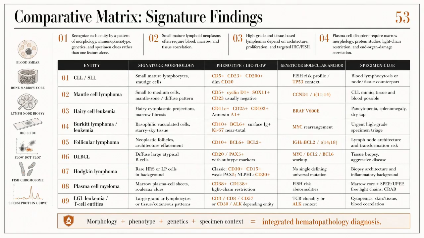For histotechnologists, this matrix is more than a summary. It is a roadmap for specimen handling and diagnostic support. It reinforces the necessity of integrating multiple diagnostic modalities, morphology, immunophenotype, genetics, and specimen context to achieve accurate classification. Understanding these signature findings enables technologists to anticipate ancillary testing needs, optimize staining quality, and recognize potential pitfalls such as fixation artifacts or inadequate decalcification that could obscure critical diagnostic features.